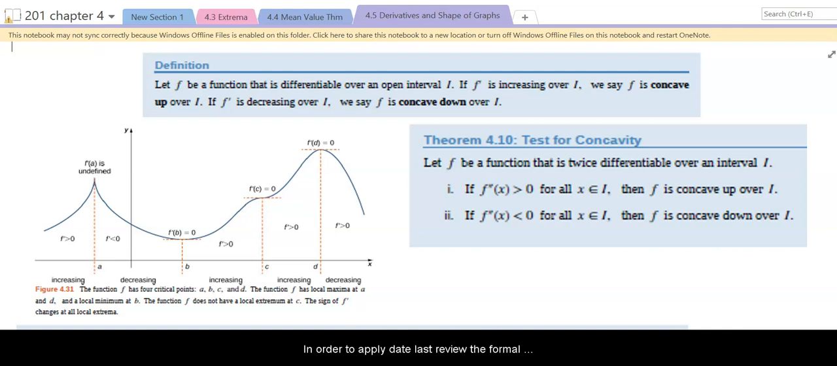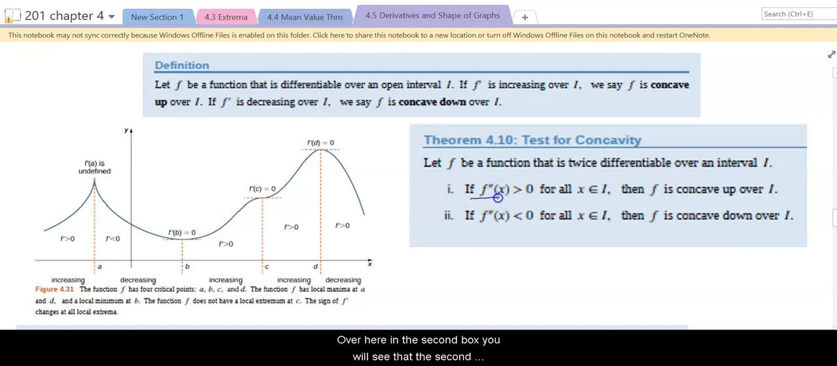In order to apply these, let's review the formal mathematical definition for concavity. Supposing that a function is differentiable over an interval means that the function must be continuous over the interval, since if you are differentiable, you are also continuous. Providing that we have such an interval and the first derivative is increasing, we say that the function is concave up. That means concave up is curved up like a cup, as in this section right here. That means that the second derivative is greater than 0.